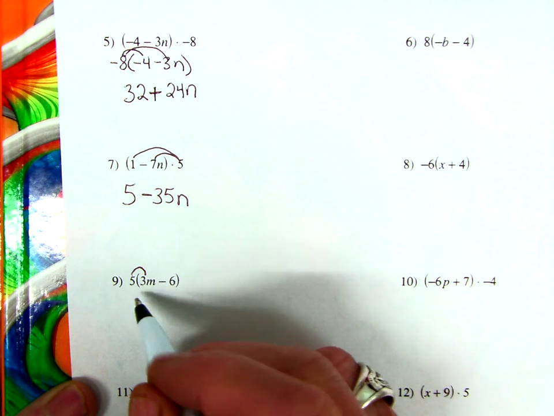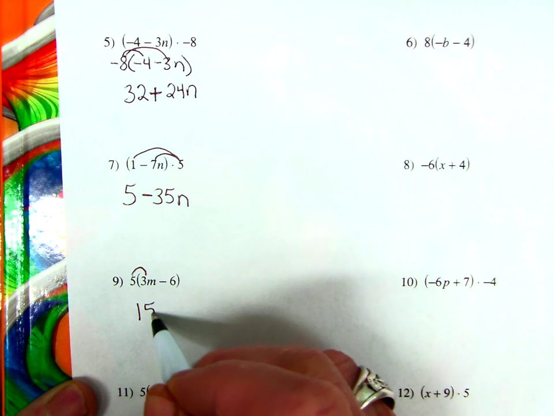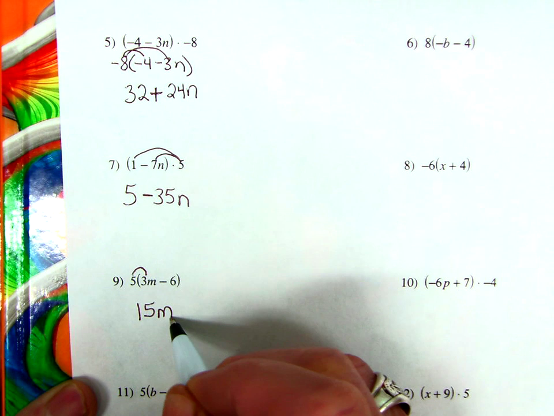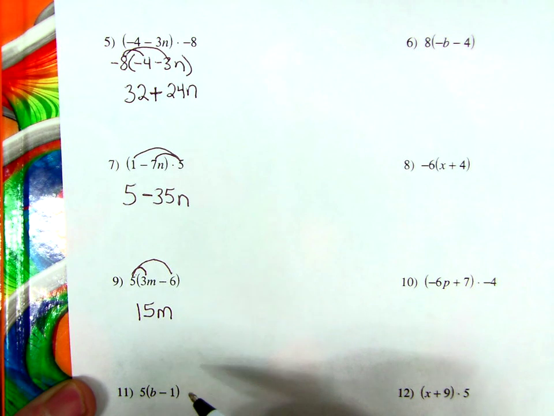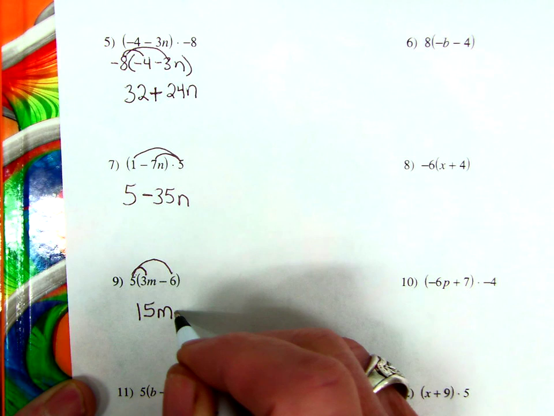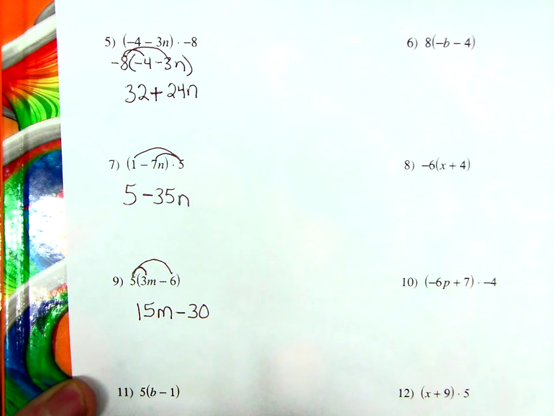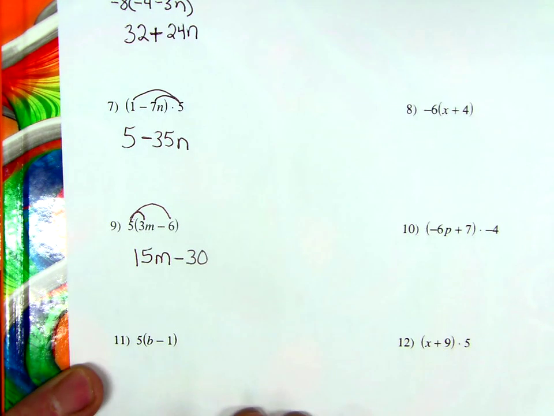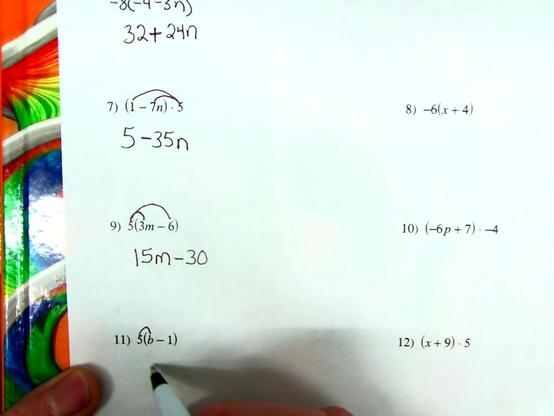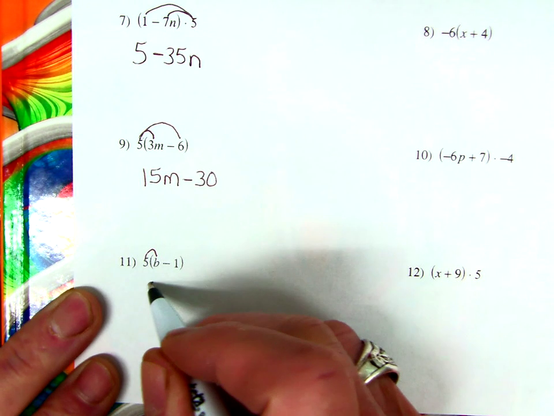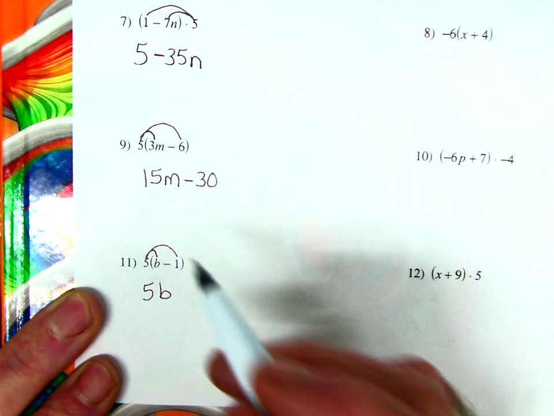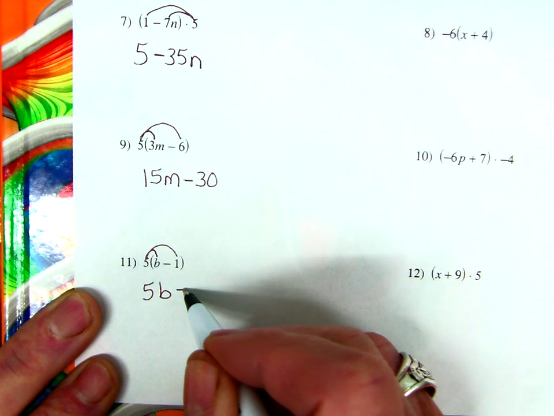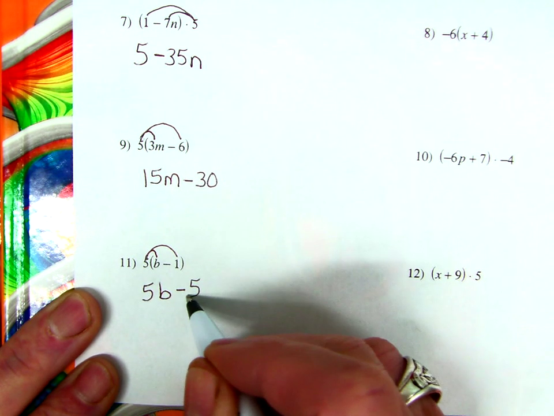Next one, 5 times 3, 15, and it's got an m with it. 5 times negative 6 is negative 30. So minus 30. 5 times b, 5b. 5 times negative 1 means minus 5.